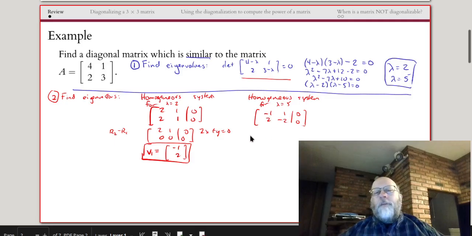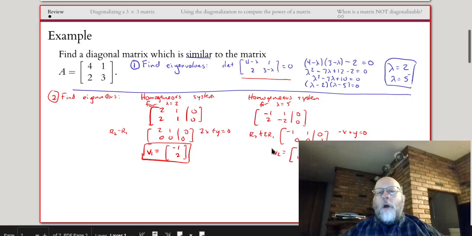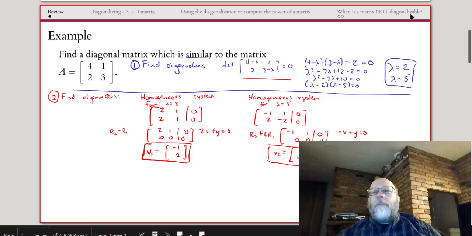This one's easy to row reduce also. This is just row 2 plus 2 row 1. That gives me negative 1, 1, 0, 0, 0, 0, and negative x plus y is equal to 0. That's going to be a vector where x and y are the same, like 1, 1. All right.